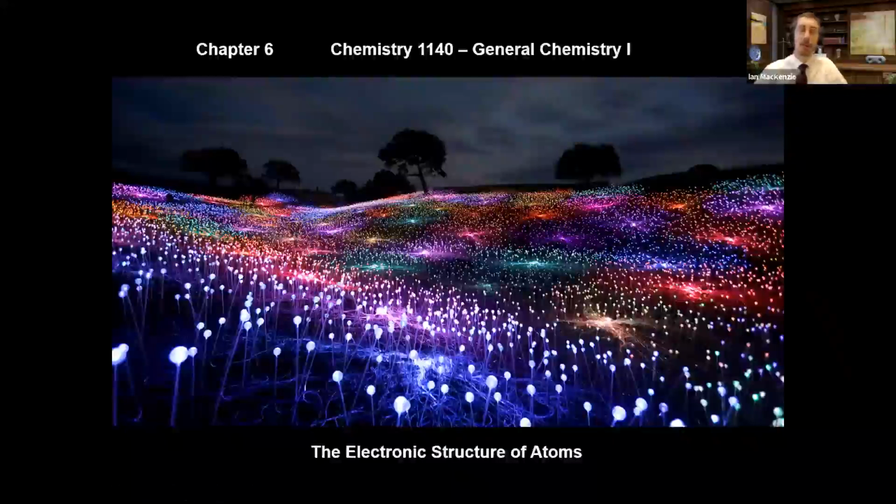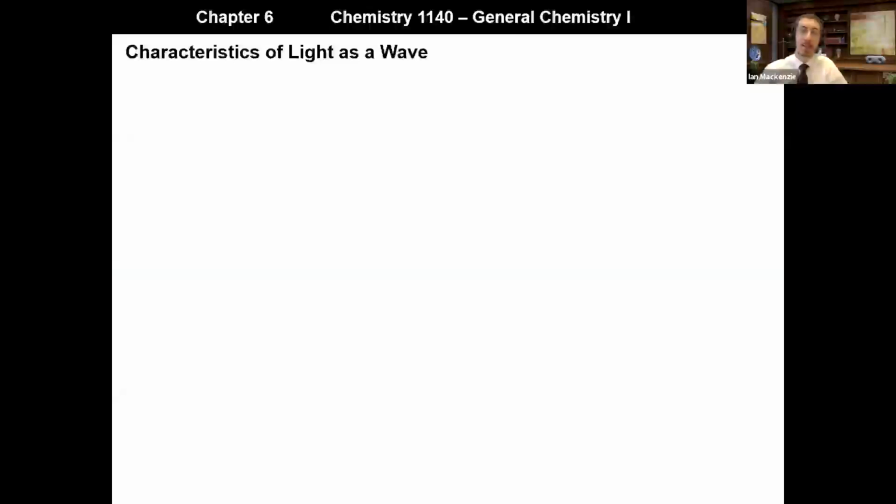Okay, so now we come to a more detailed discussion of the structure of atoms, and we'll continue this discussion through the next couple chapters. But we're going to begin our investigation of atoms and their electronic structure by first talking about light. This connection may not be apparent at first, but by the time we finish this chapter, you'll understand the relationship between light and atoms, and maybe why we start by talking about light.